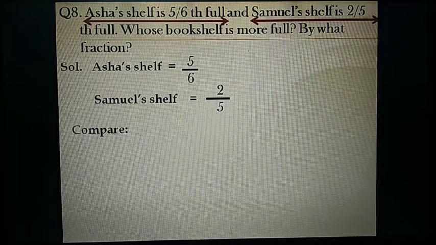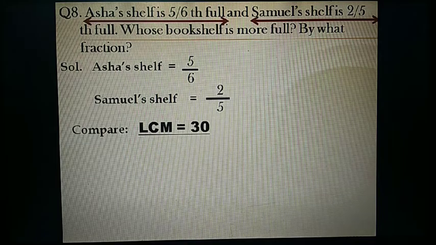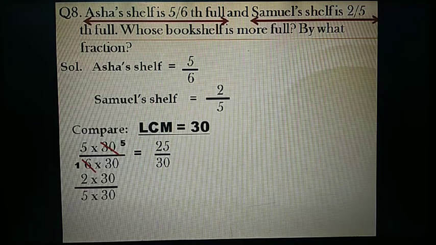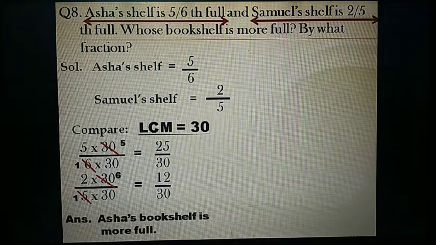Again, the fractions are not like, so first you will find the LCM. As the denominators are co-prime, the LCM will be the product. Multiply both the fractions by the LCM. Perform the cancellation. Yes, 25 by 30 in the first fraction. Then 2 by 5 will change to 5 ones are 5, 5 sixes are 30, it's 12 by 30. Now we can easily compare as the fractions are like. We can say here that Asha's bookshelf is more full.